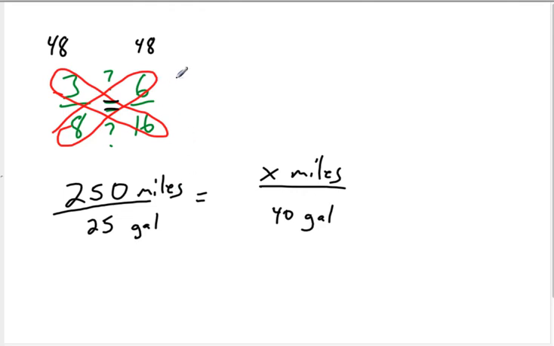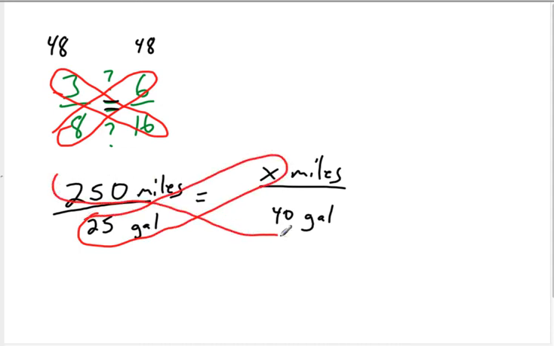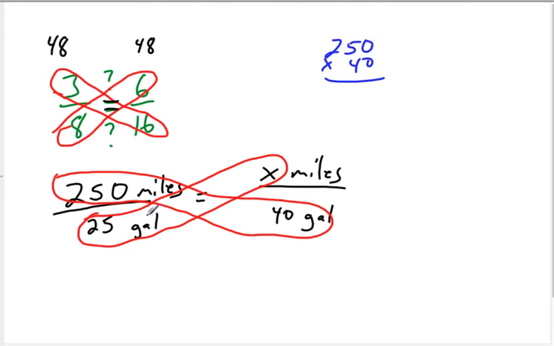And so what we do is we purposely set these two fractions equal to each other, knowing that when I solve the cross products, right, 25 times x, that it's going to have to equal 250 times 40. So 250 times 40 is, I don't know, let's see. 250 times 4 is 1,000, so this is going to be 10,000 on this side, right? 10,000 is going to have to equal 25x.